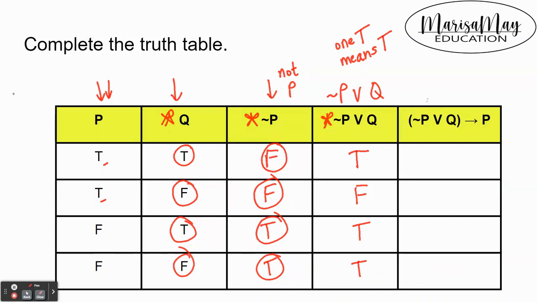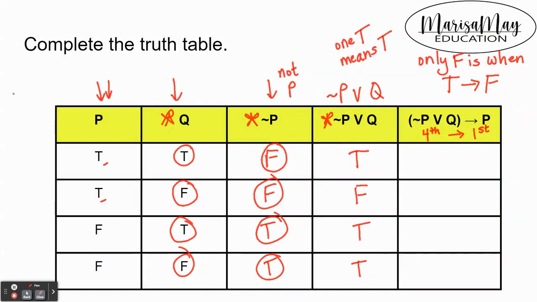Now let's look at our final column. All right, so we're looking for not P or Q. So that is our fourth column. And we want it to imply, or use a conditional, with our first column. Okay, so here's what we need. The only false happens when you have a true, then a false. Okay? All others are true.